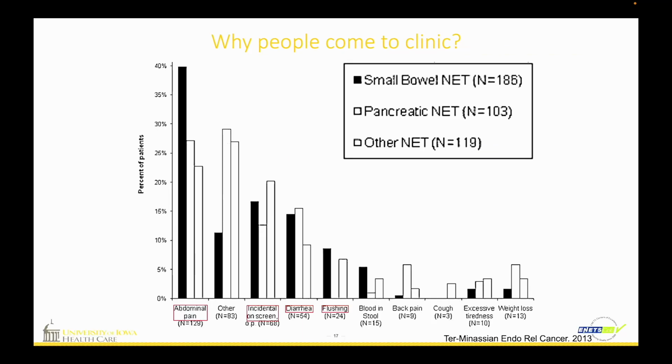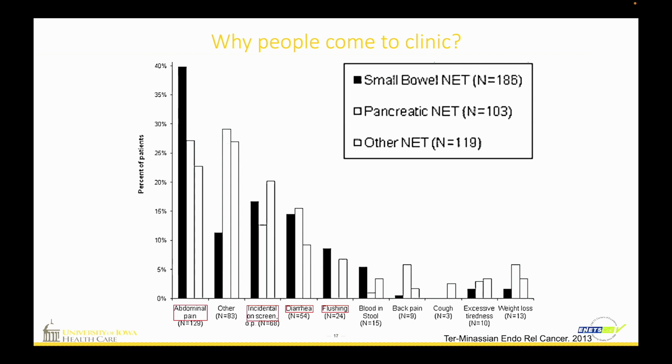So how do people present? What do people come in with? Well, this is a study of a few hundred people with various different small bowel, pancreas, and other neuroendocrine tumors. Let's just focus on the black stuff, which is the small bowel. So 40% of them, their first symptom was abdominal pain. That's why they came into the clinic.